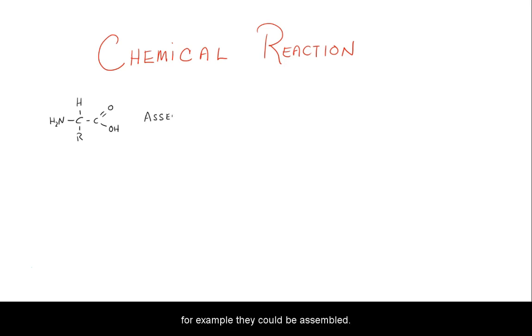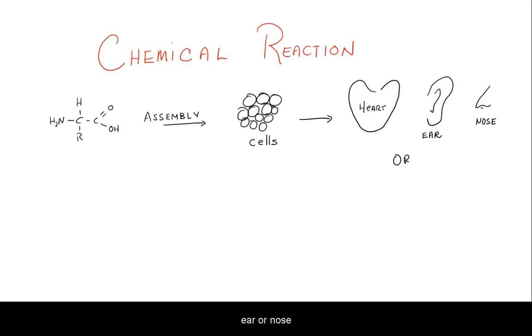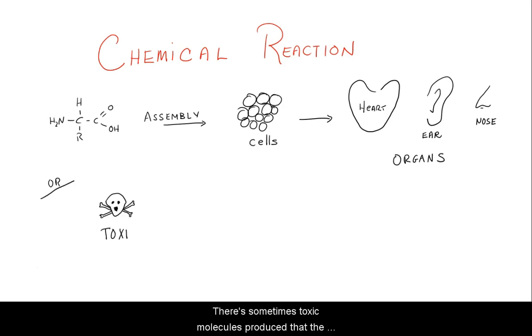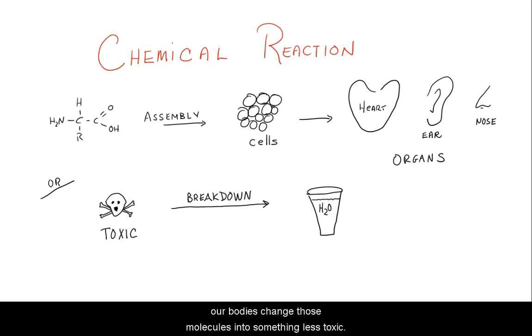For example, they could be assembled into organisms like cells, or cells can be assembled into tissues or even organs such as this heart, the ear, or the nose. Or there are sometimes toxic molecules produced that the body needs to get rid of. And so our bodies change those molecules into something less toxic.